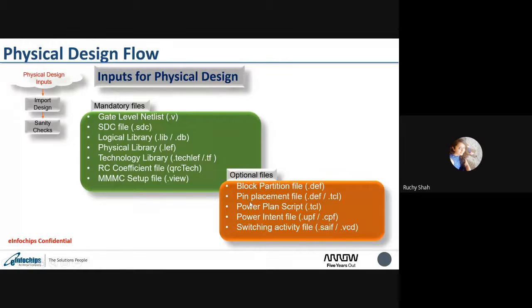Then the optional files are block partitions. What actually happens when you are doing a big chip? We divide the big chip into several blocks, and generally an engineer works on one or two blocks, or three or four blocks only. One person cannot handle the entire chip. So what we do is partition the entire chip into blocks, and we provide the block partitioning to the block owners. Then come to the pin placement file.